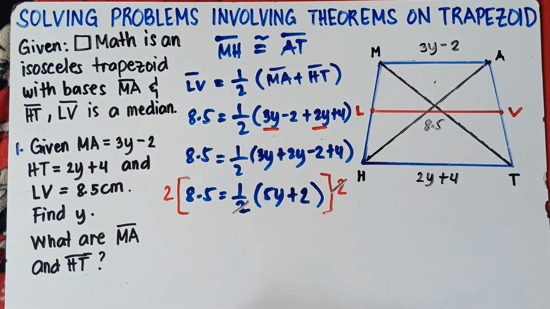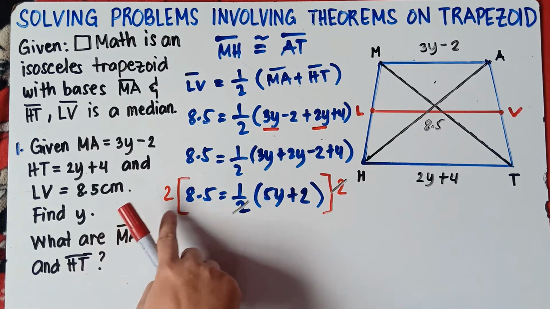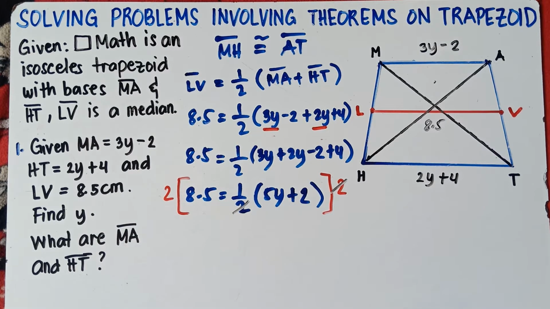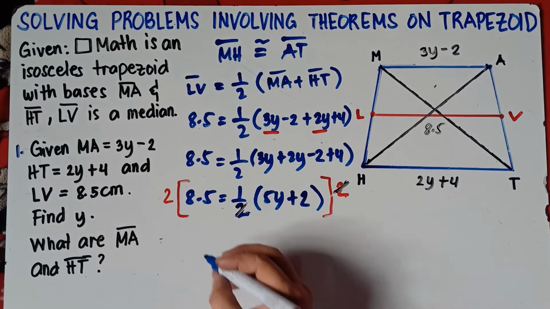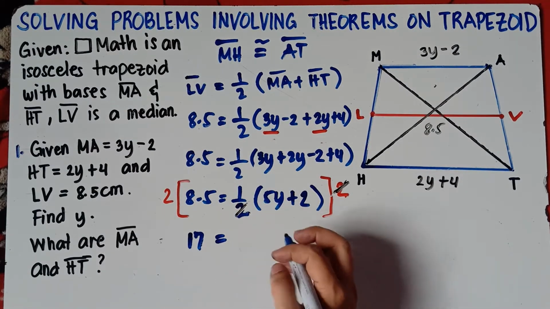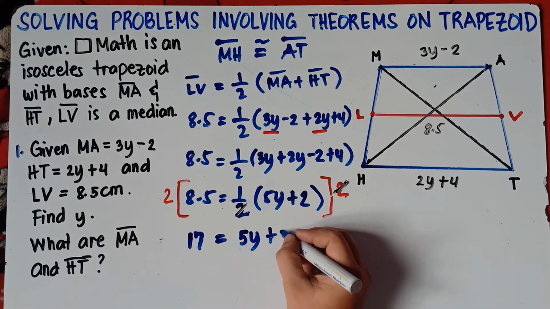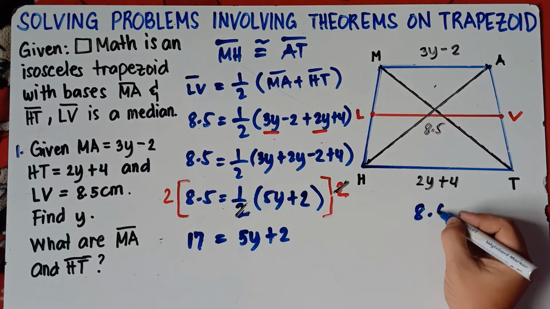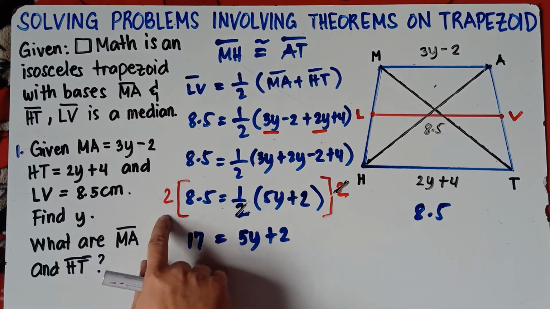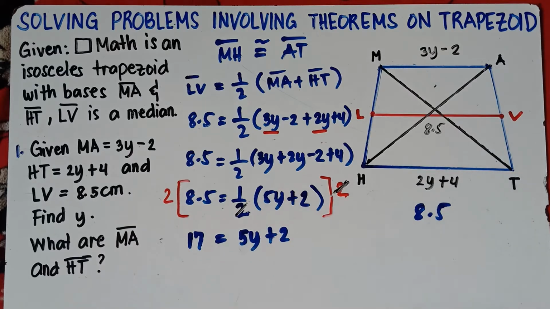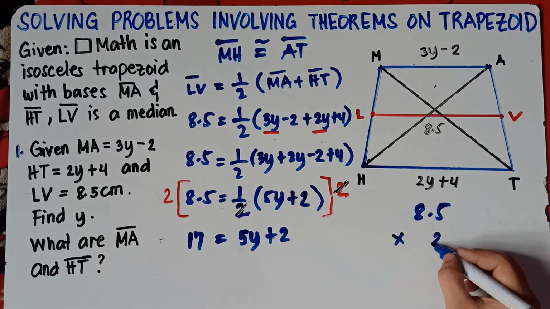Alright, and this will be 8.5 times 2, or 2 times 8.5. What's the answer, class? 8.5 times 2, that's correct. It should be 17. And then equals 1 times 5y plus 2, that would be 5y plus 2. Once again, class, 8.5 times 2 means twice of 8.5. That would be 17. But if you're confused, you can just simply multiply.